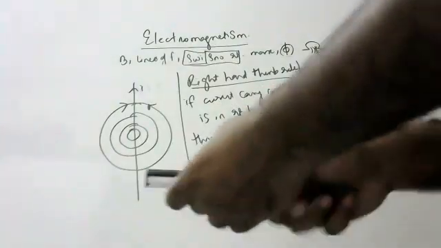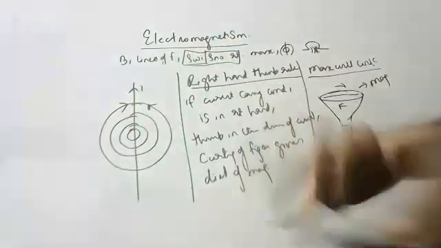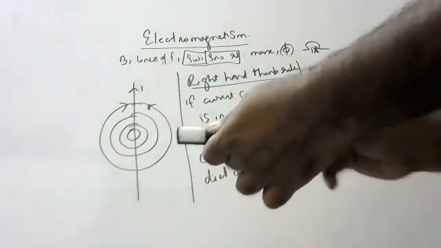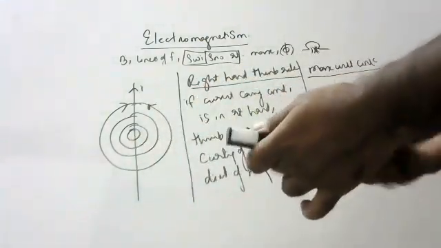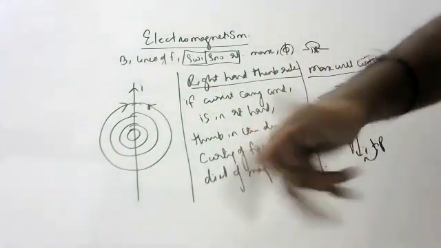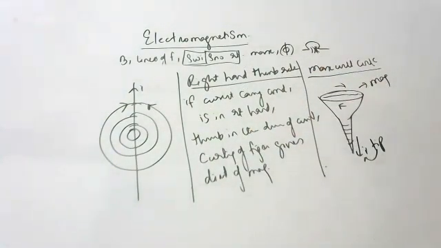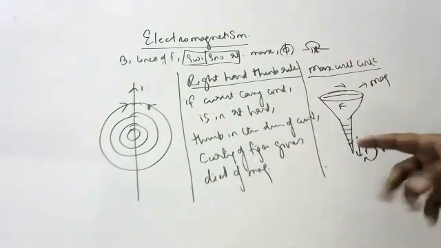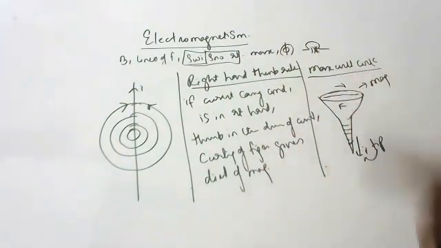Like this, if you put it on, it will go inside. If you want to remove it, if current is coming like this, then the magnetic field is acting like this. So the rotation of the head of the screw gives the direction of the magnetic field. The tip of the screw is the direction of current. Rotation of the head of the screw gives the direction of magnetic field.